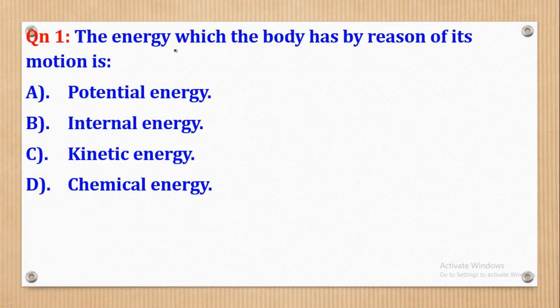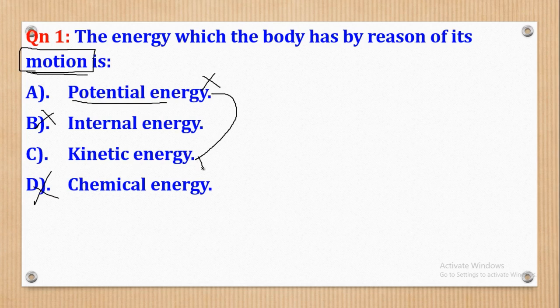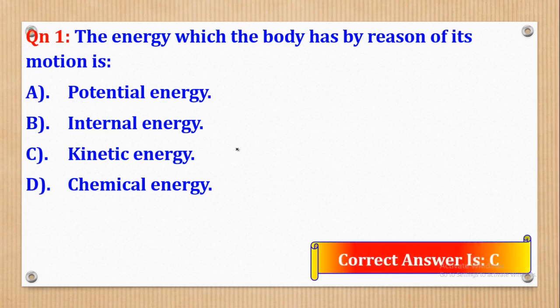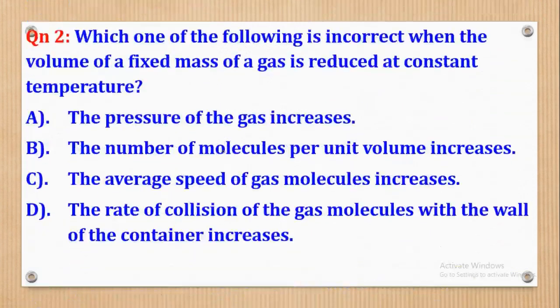Question 1 says that the energy which a body has by reason of its motion is... The keyword here is motion. So we have two energies, potential energy and kinetic energy. Potential energy is the energy which a body has by reason of its position. If this word was position, the answer would be potential energy. But now it is motion, meaning that is not okay, and the only answer is kinetic energy. So the correct option is option C. So that was question 1.